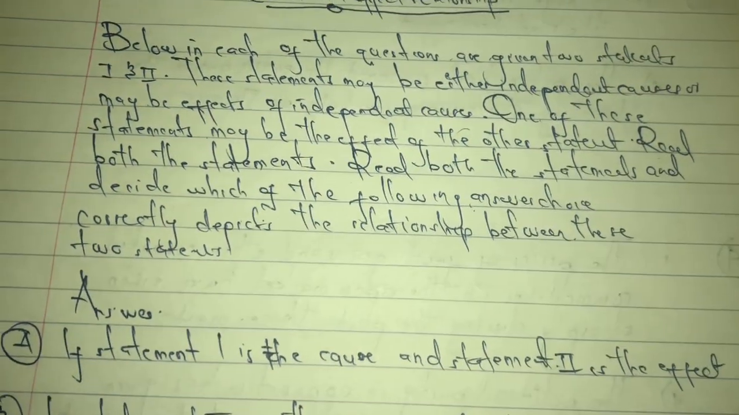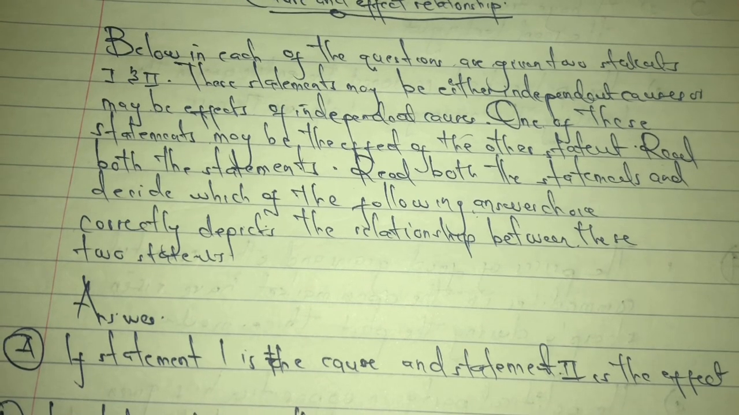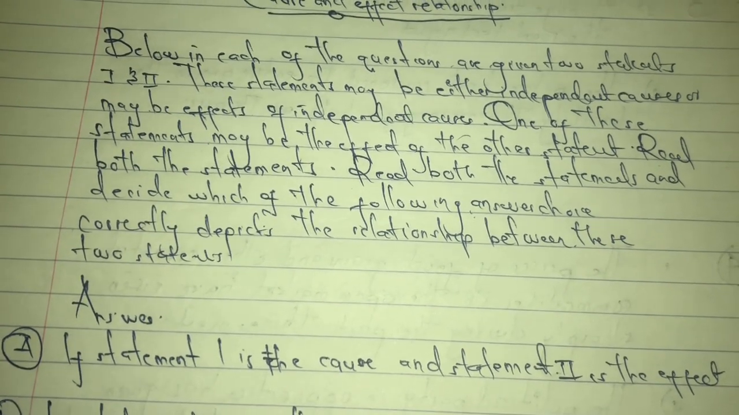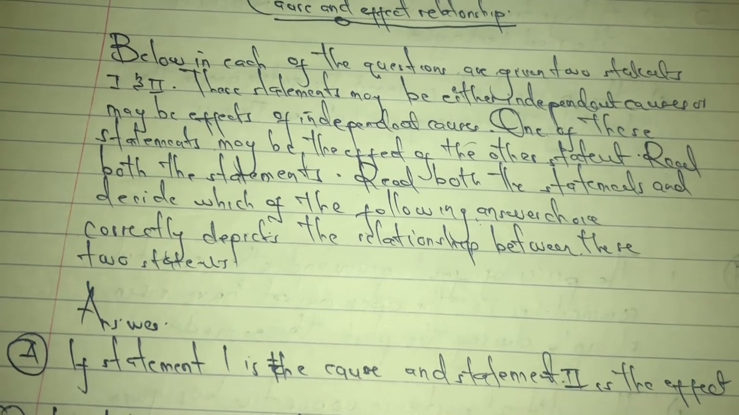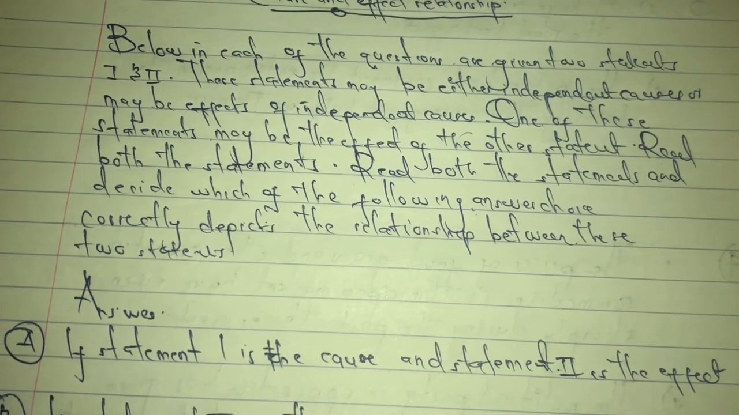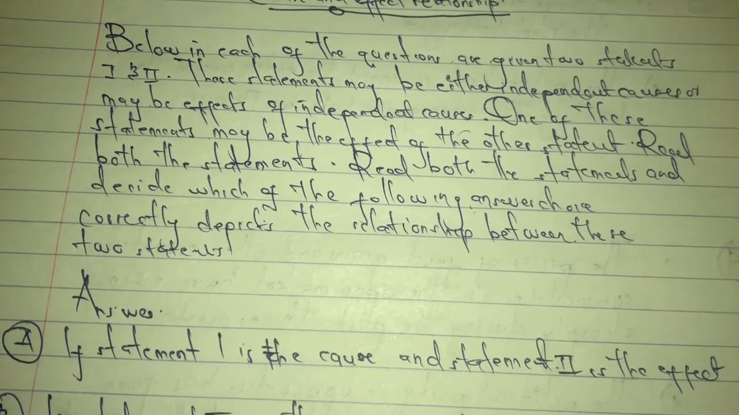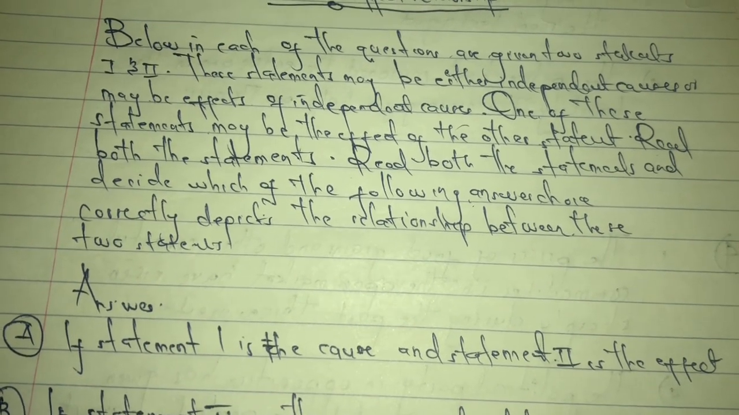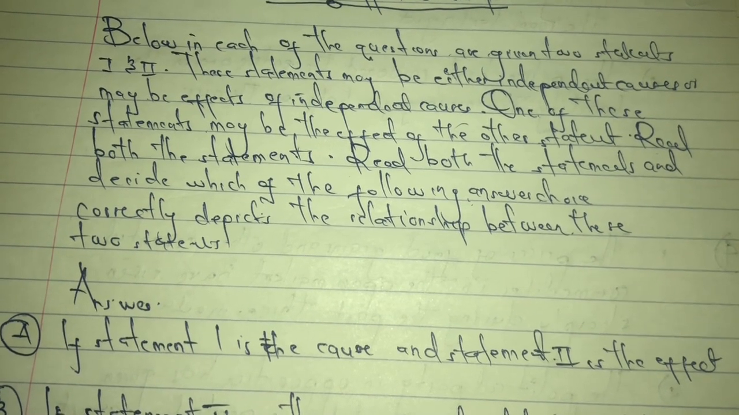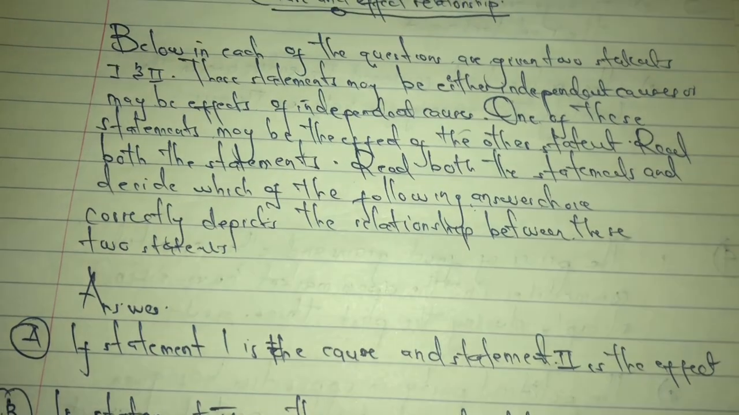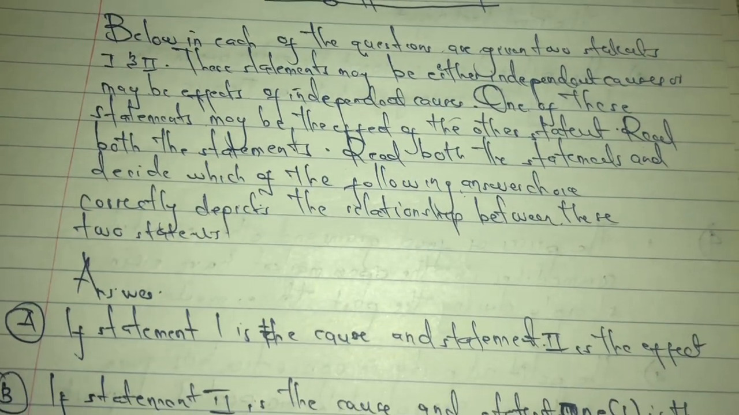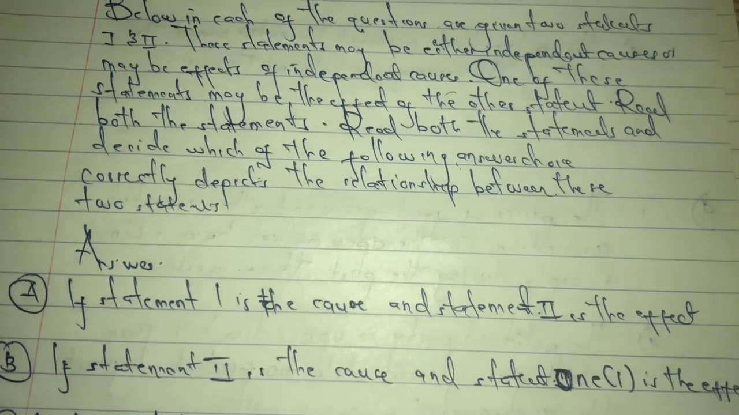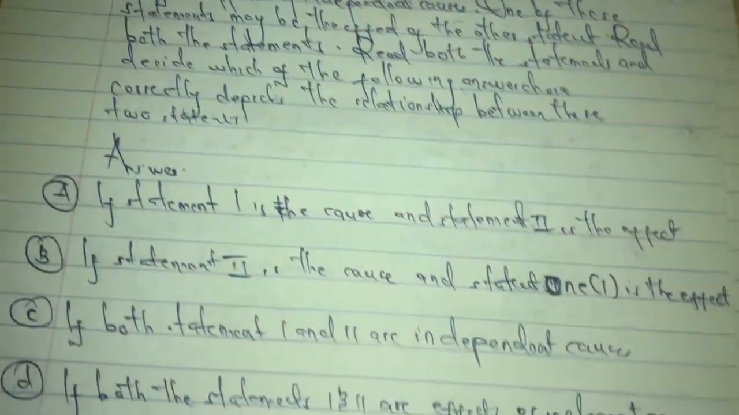They're saying below in each of the questions are given two statements, 1 and 2. The statements may be either independent causes or may be effects of independent causes. One of these statements may be the effect of the other statement. They've said now, read both the statements and decide which of the following answers correctly depicts the relationship between the two statements.